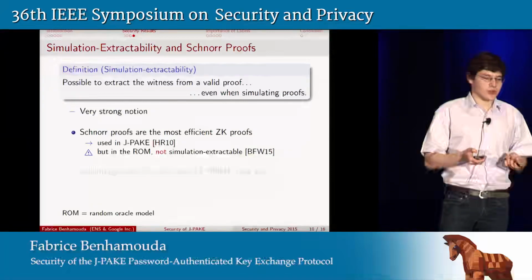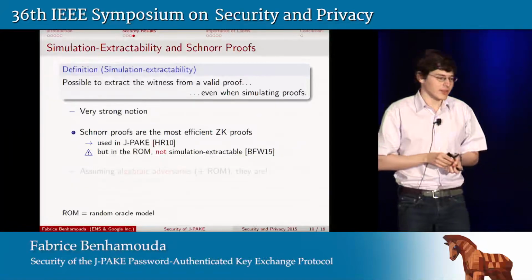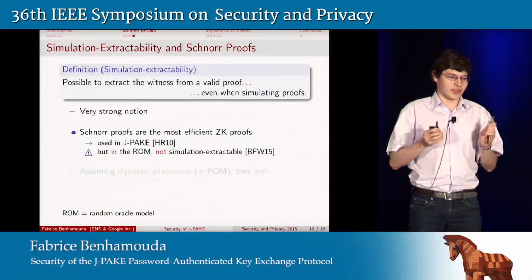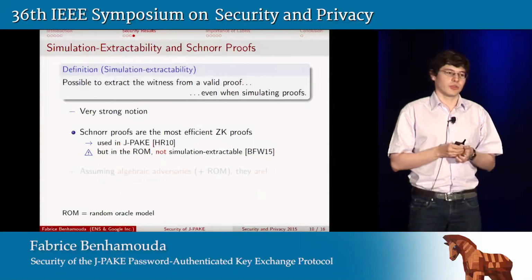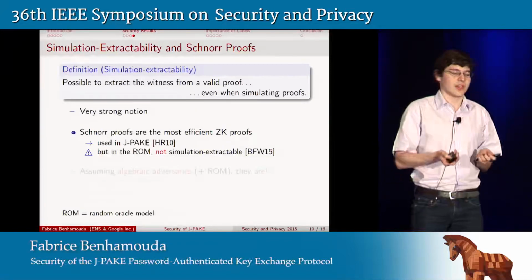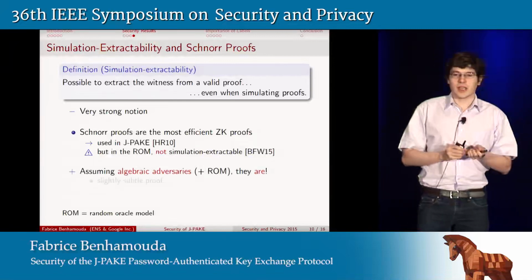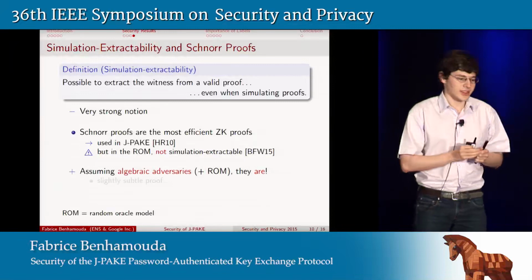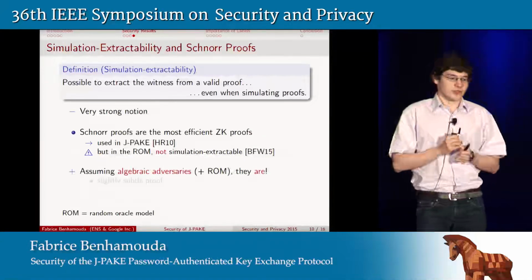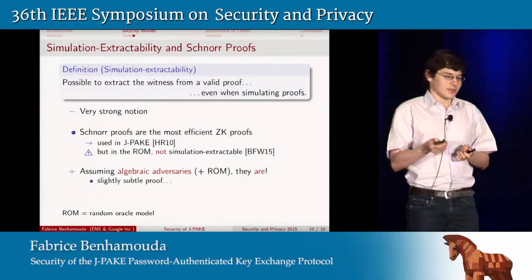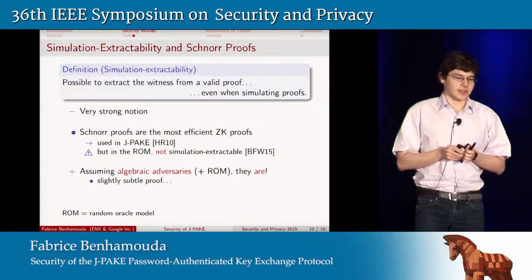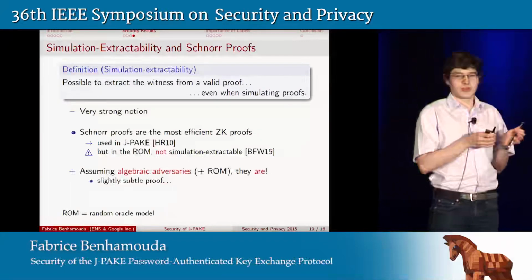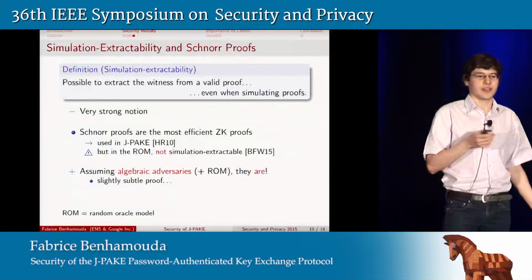And in PKC 2015, it was shown that the Schnorr proofs used in the JPEG are not simulation extractable in the random oracle model. I mean, you cannot prove they are. But assuming algebraic adversary, so this means slightly restricted adversary, which are still reasonable in practice, we can show that they are. And the proof is interesting from my point of view, and it's not as easy as you may think. So I encourage you to look at the paper if you are interested in that.